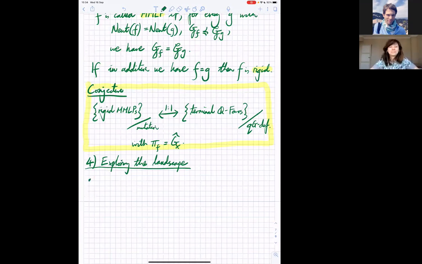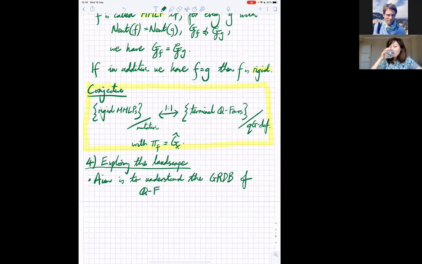Okay, so what are we trying to do? So our aim is to understand the database that Miles and Gavin and Kari Suzuki and others developed of possible terminal Q Fano threefolds Hilbert series using this technology. So we want to understand the graded ring database of Q Fano threefold Hilbert series.